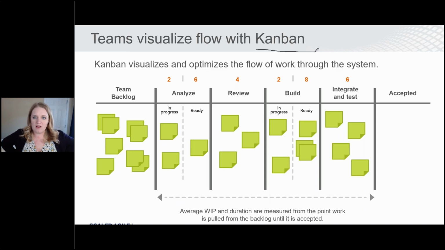Typical example of a Kanban board here, teams determine what makes sense for them visualizing their work in their initial setup phase. May make sense to be as simple as to do, doing, and done. And we see how work flows through, helps create transparency, helps improve collaboration, and helps improve flow, and ultimately get to that team agility.